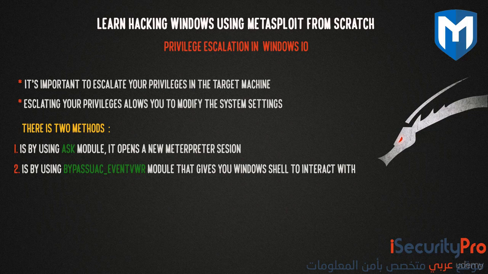So this video is going to be divided into two parts. The first one shows you how to escalate your privileges in Windows 10, and the second one shows you how to escalate your privileges in Windows 8.1, 8.7, etc. And I'm going to show you two methods that allow you to escalate your privileges in the target machine. So if the first one didn't work with you, you can try the second one. So let's see how we can do that.